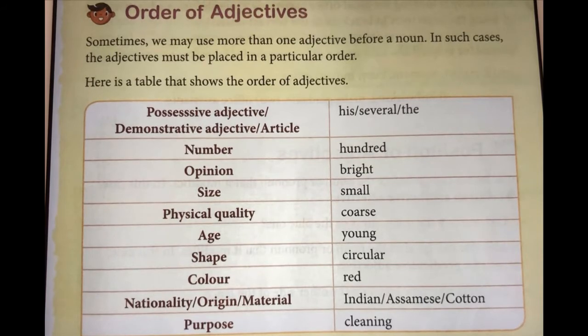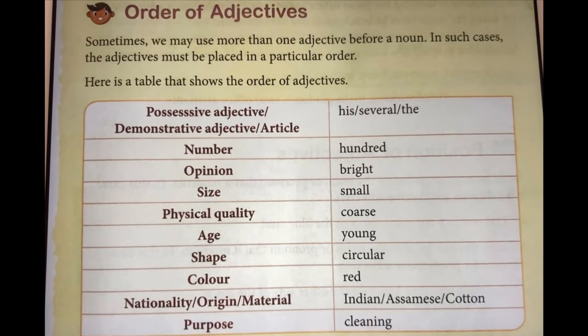Let's see the chart here. Here is a table that shows the order of adjectives. First of all, we have possessive adjectives, then we have demonstrative adjectives and articles. These are his, several, the. Now you see the list of adjectives here. How do we have to write them in order? First of all, if you have any number in your sentence, then you write it first. Suppose the number can be 100, it can be 2, it can be 3, it can be any number. On the other side, if you have something like whole, as in suppose you're writing I need the whole pizza, so when you're saying this whole pizza, this whole can be counted as a number in a sentence.